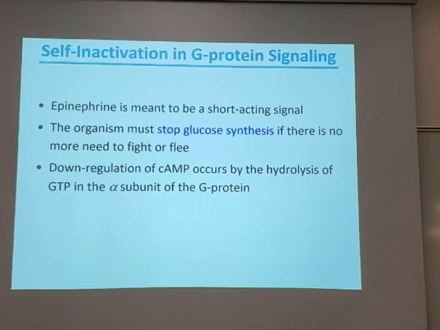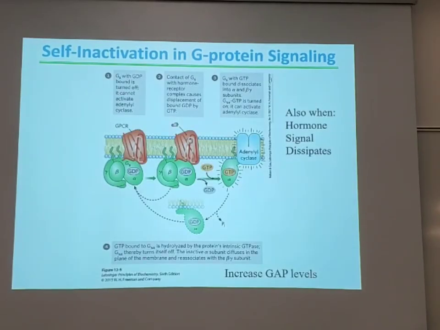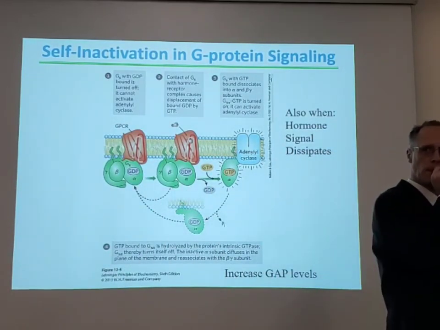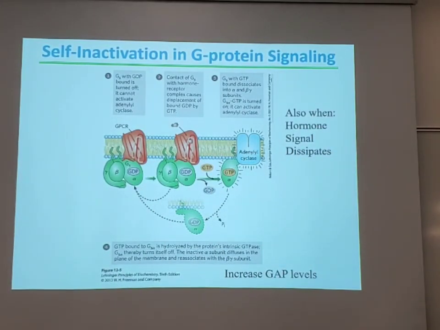So remember, the G protein can self-inactivate, right? So if I have this signaling going on, what does a GAP do? It means I'm going to turn off my switch faster, a shorter burst. Okay, that was the GAP.